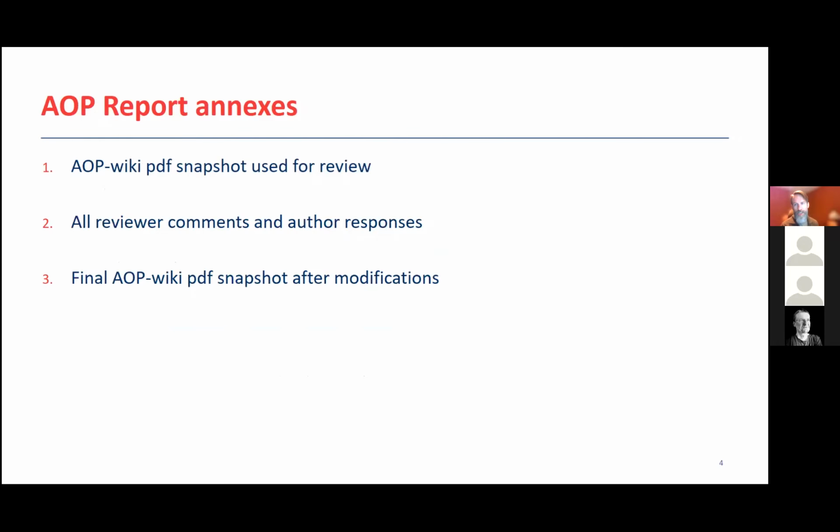Accompanying each AOP report is some additional information. This can be appended to the article as supplementary information, and it also can be found in the AOP Wiki entry. The information includes a snapshot of the AOP Wiki entry as it was before the review started, kind of as a snapshot in time, because the entry in the wiki evolves over time. It also includes all the reviewer comments and author responses, and finally a snapshot of the wiki as it was at the end of the review process after any revisions have been made.